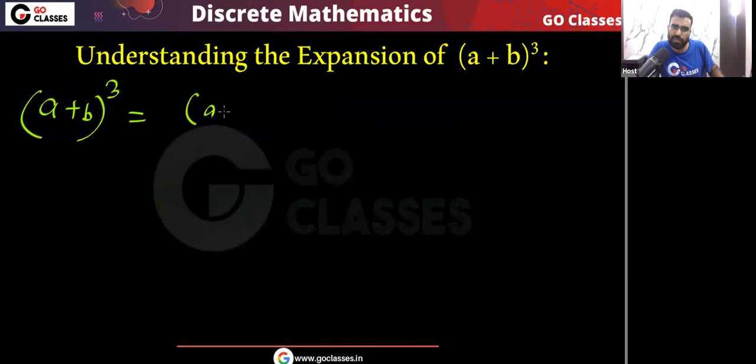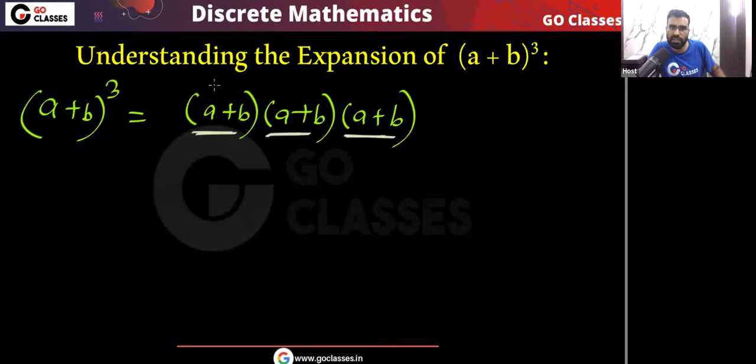This is basically the multiplication of a plus b, a plus b, a plus b. Let me call it factor 1, factor 2, factor 3. Let me call it 1, 2, 3. Now, very easily, just understand a few very basic things. How will every term look like? In each term, what will happen?